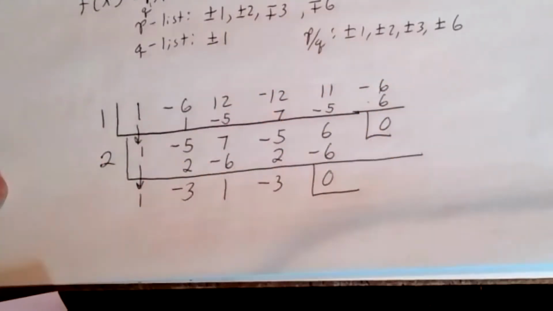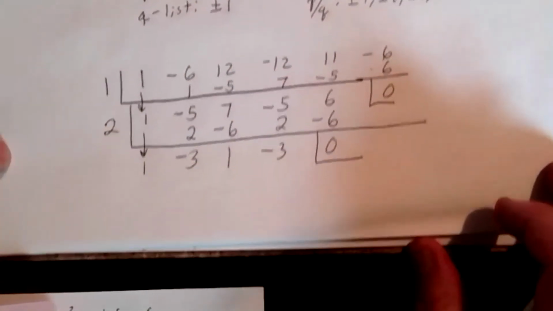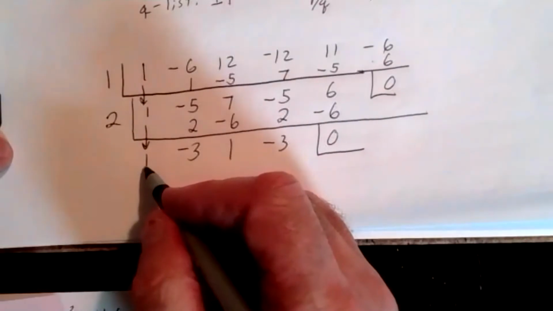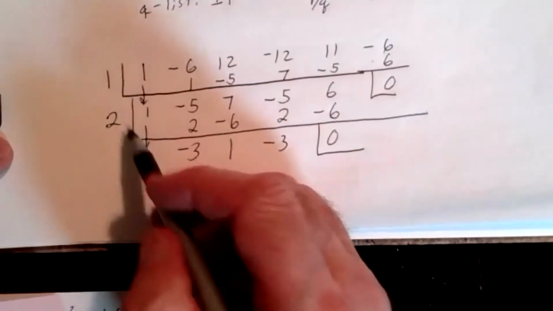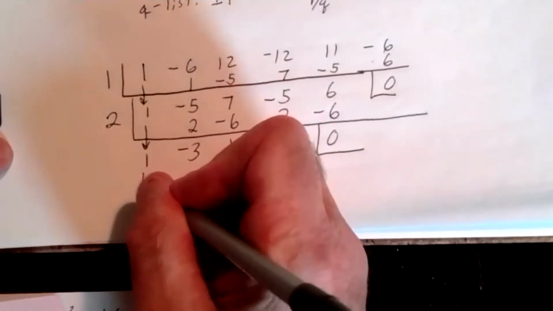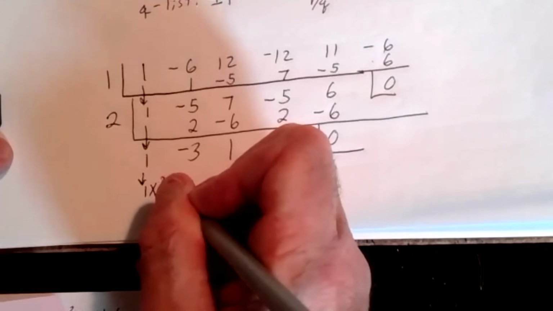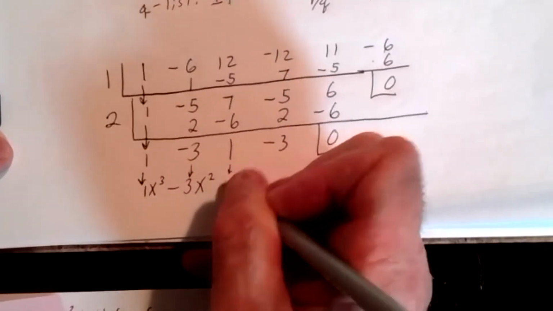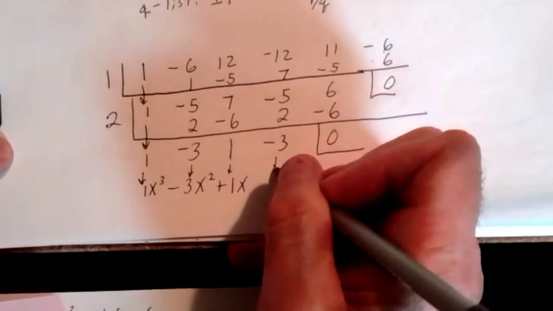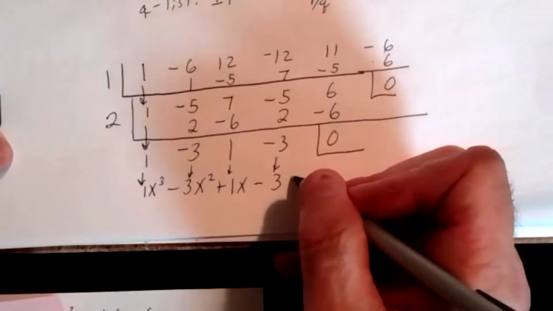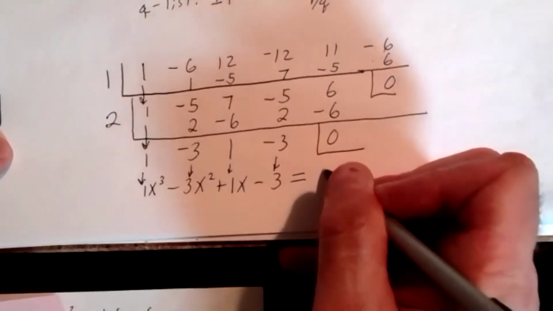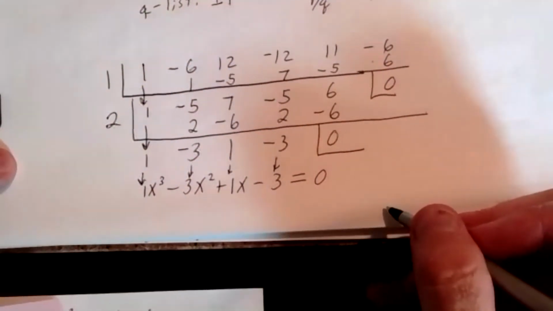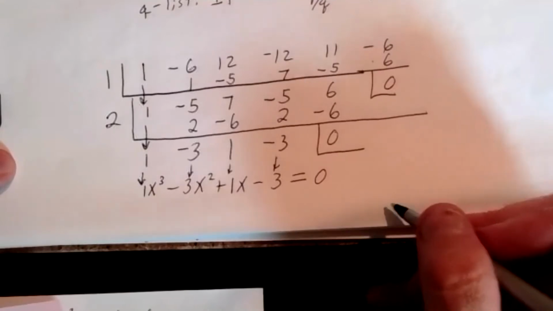There's 3 more. Well, to find the other 3, ladies and gentlemen, I got it down to now a 3rd degree polynomial because I did 2 divisions from a 5th degree polynomial. So I got this down to 1x cubed minus 3x squared plus 1x minus 3. I then found my 3 other zeros by setting this equation equal to 0, now solving this 3rd degree equation.